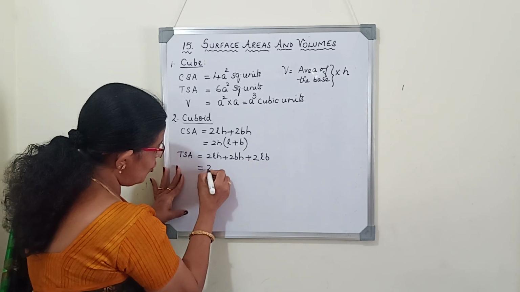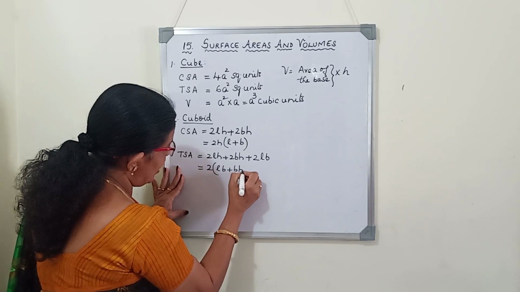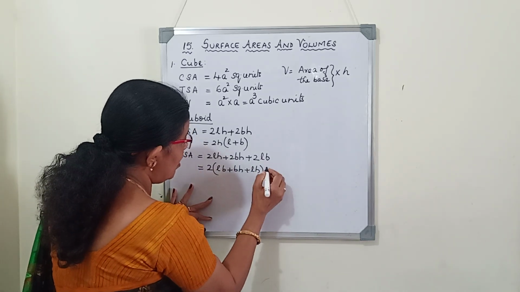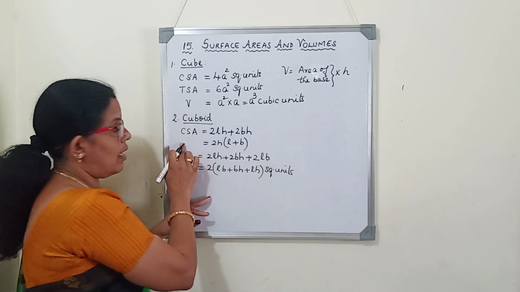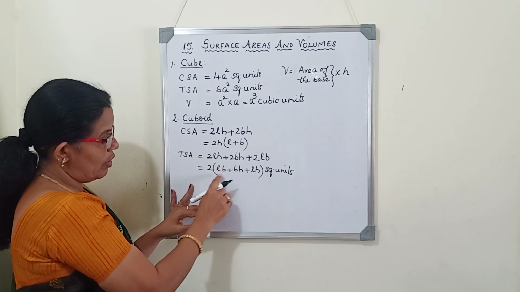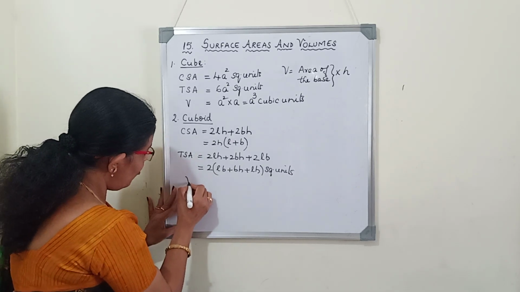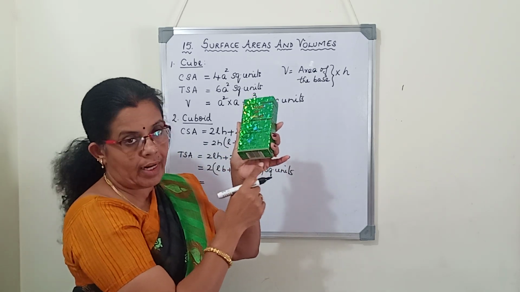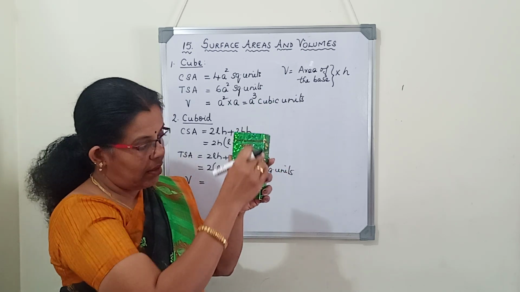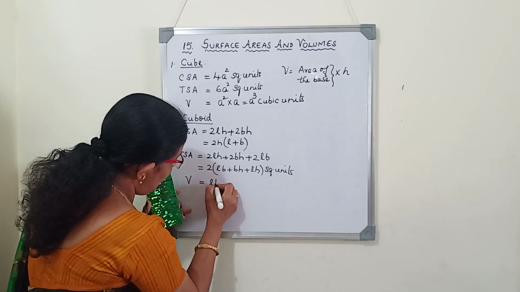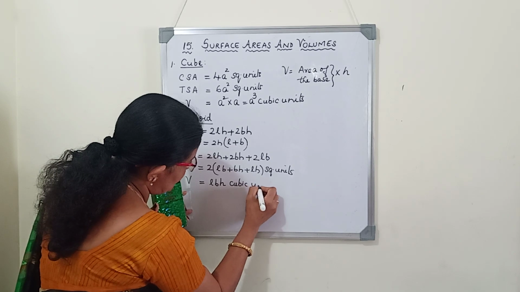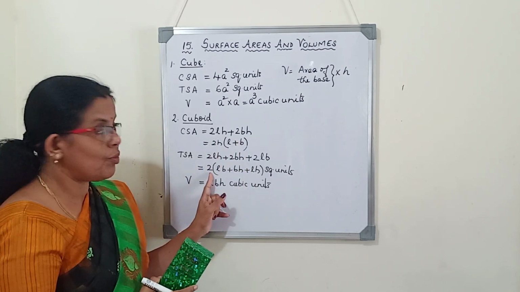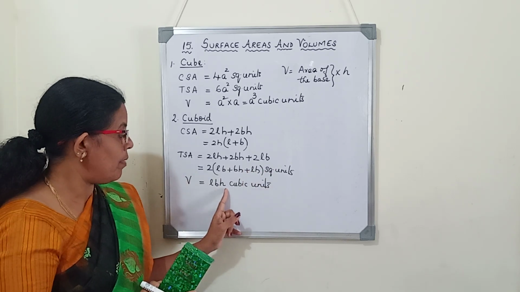So I will arrange it and take 2 common. First I will write LB, then BH and then LH. So this is the total surface area of a cuboid, in square units. So CSA of a cuboid is 2H into L plus B. TSA is 2 into LB plus BH plus LH. Now the volume. As I told you, volume is area of the base into height. The base is a rectangle. Area of a rectangle is LB, and then the height, H. So volume of a cuboid is LBH cubic units. So cuboid CSA is 2H into L plus B, TSA is 2 into LB plus BH plus LH, and volume is LBH.